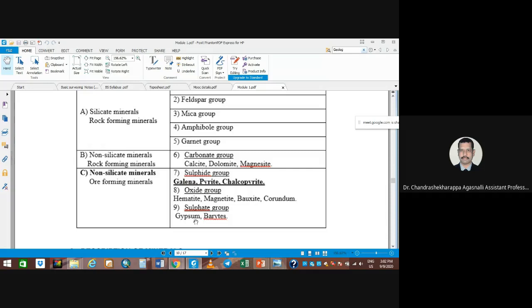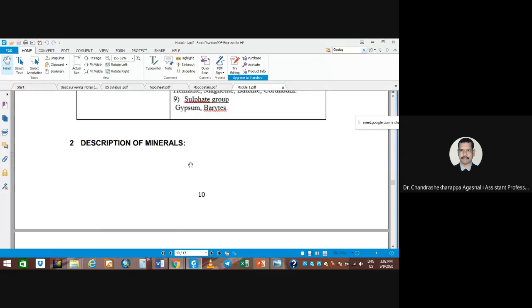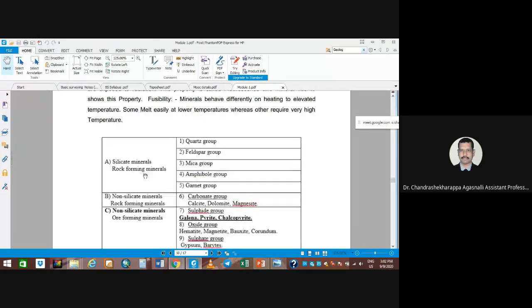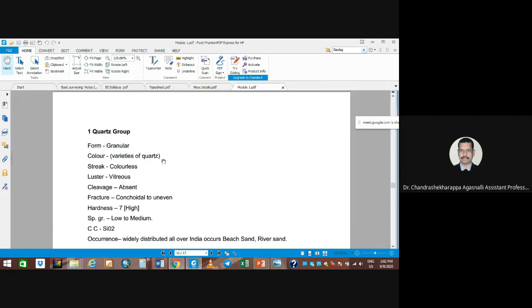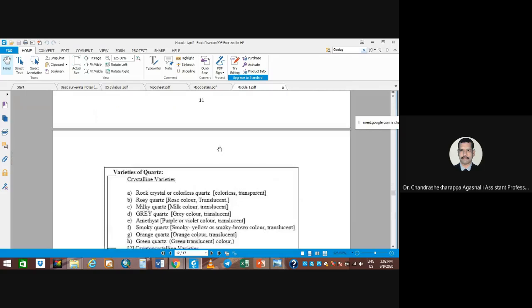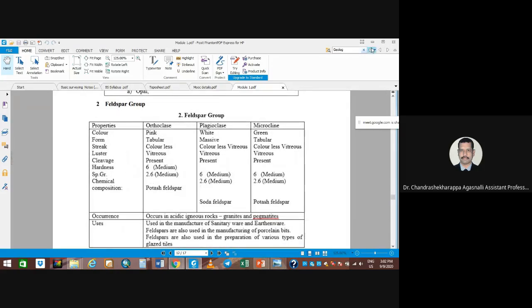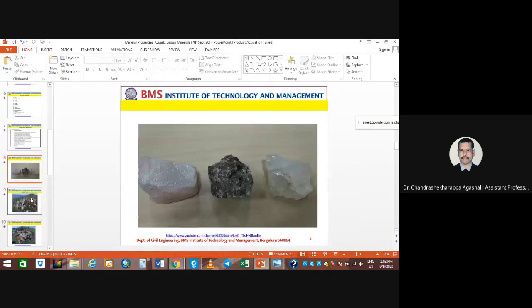And sulfate: gypsum again we use for the manufacturing of cement, because it has a bonding nature, so it will stick. So these are the main classifications of minerals: silicate, non-silicate rock forming minerals, and non-silicate ore forming minerals. These are all rock forming, these are all ore forming minerals, and they have many uses. Now, before going to the feldspar group of minerals, let's go back to the picture.